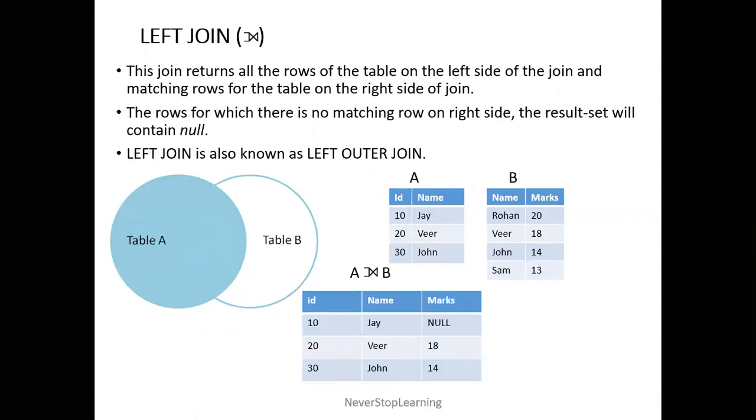Let's understand with this example. We have table A and table B. In table A I have id and name, and in table B I have two attributes, name and marks. If here instead of name I write student name, then also it's allowed. I'm allowed to apply left join.